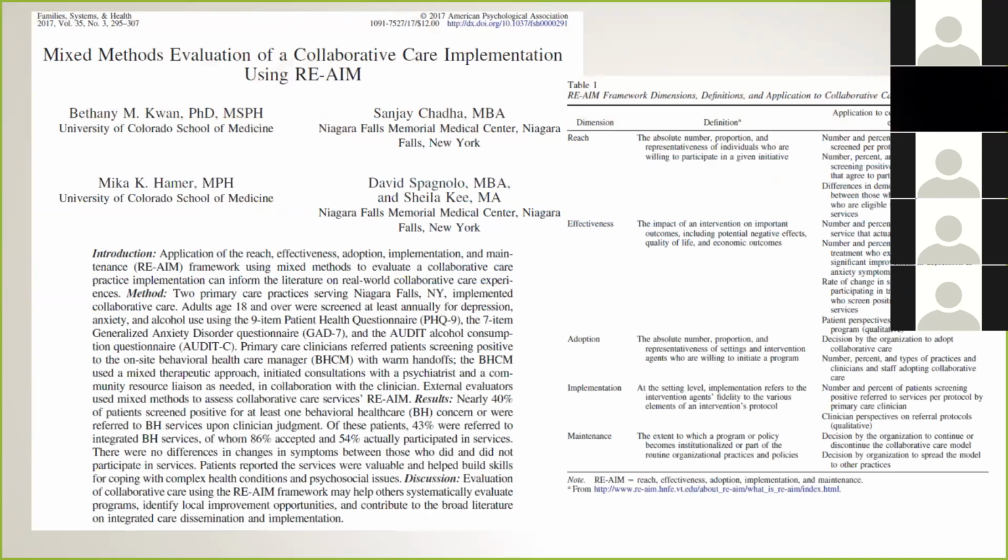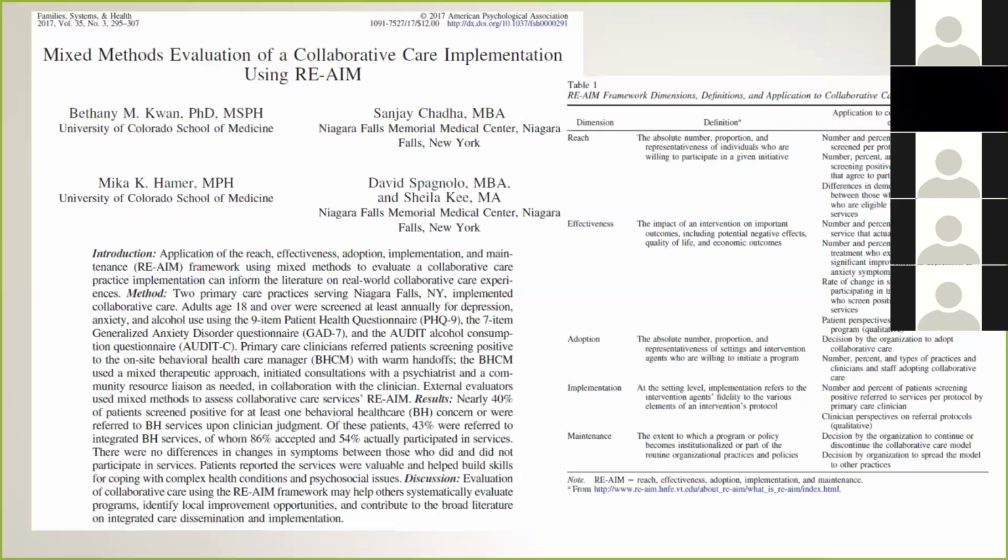The adoption. How many of the clinicians are doing this at all? The implementation, and so are they actually doing the things that are required to be considered a collaborative care model? Are those process metrics happening as you expect them to? And then finally, maintenance. So is this something that the system has identified that they would like to do moving forward?